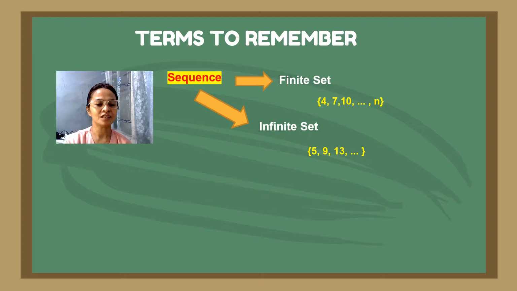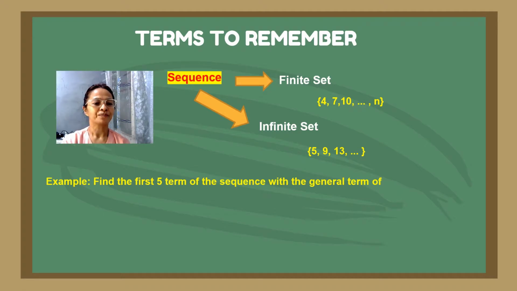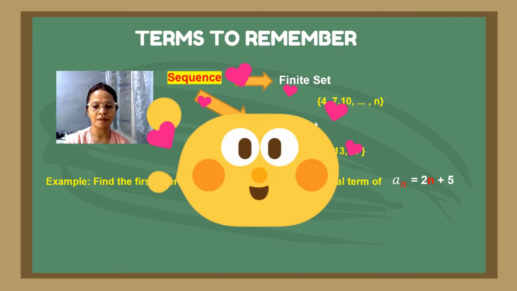An example of an infinite set is the set of numbers 5, 9, 13, and so on and so forth without end. That is why it is called infinite. Example: find the first 5 terms of the sequence with a general term of a sub n equals 2n plus 5.